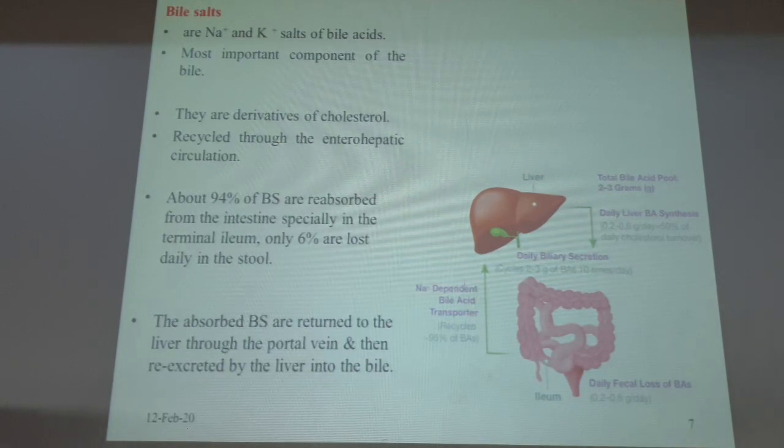This is the enterohepatic circulation of bile. From the intestine, the bile salts that are secreted in bile will be reabsorbed, and of course, in the portal vein, go to the liver, re-excreted in the bile, go to the common hepatic duct, or either stored in the gallbladder, excreted to the intestine. This is the recirculation of bile.